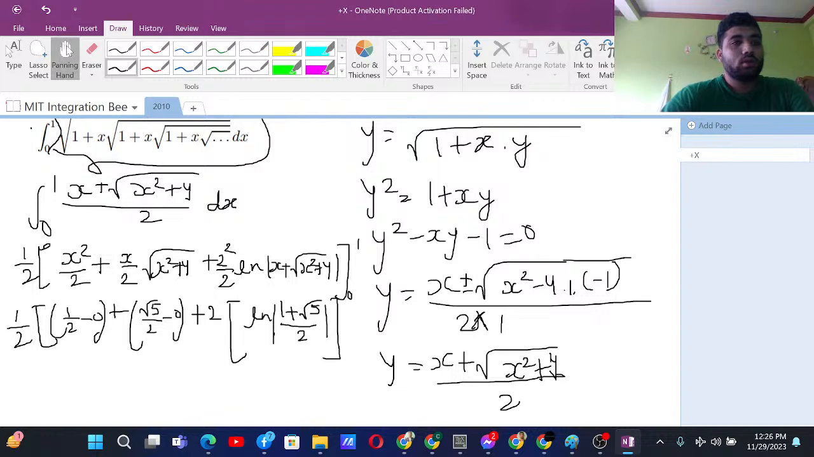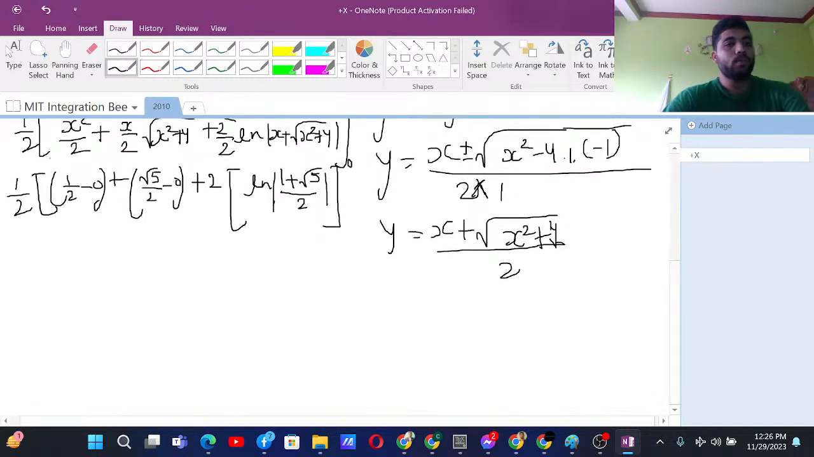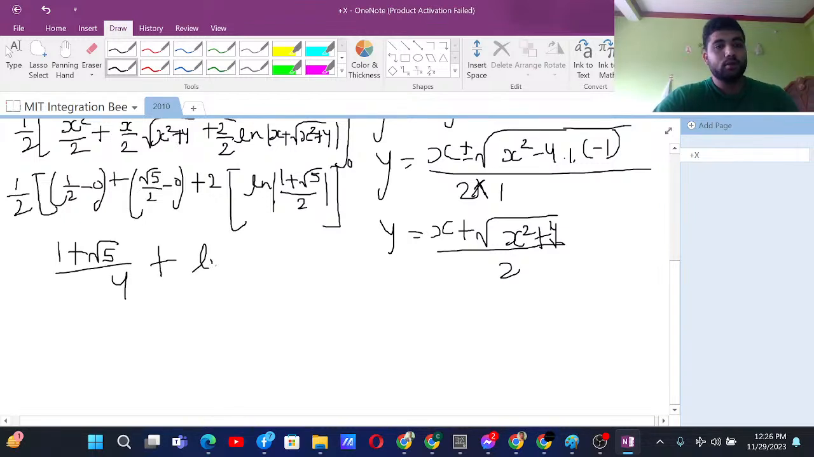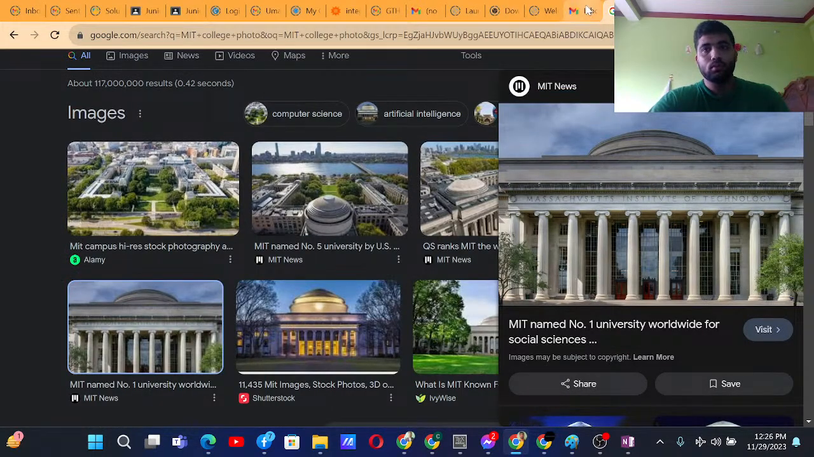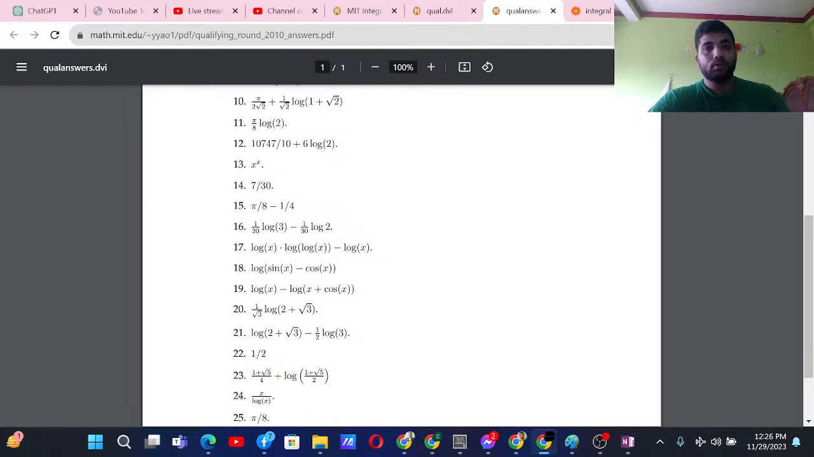Yeah, and now next, now this will be (1 + √5)/4 plus ln((1 + √5)/2), and that's the answer. Okay, let's check. (1 + √5)/4 plus ln((1 + √5)/2), that's the answer.